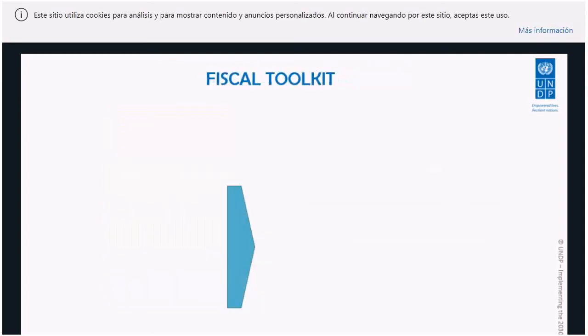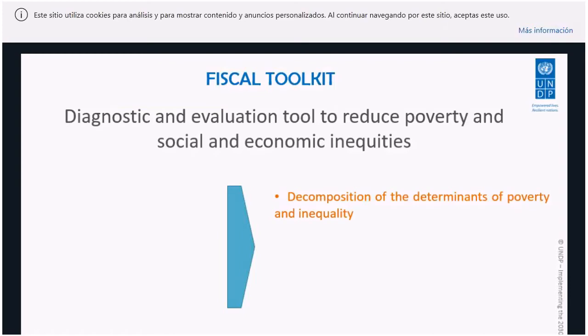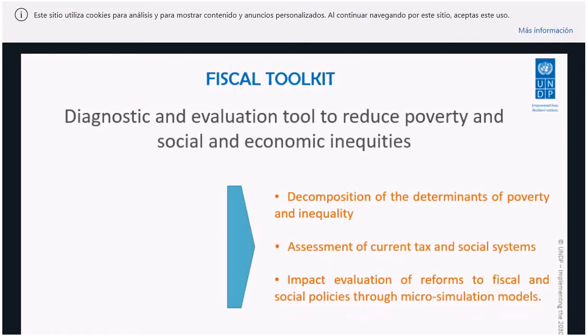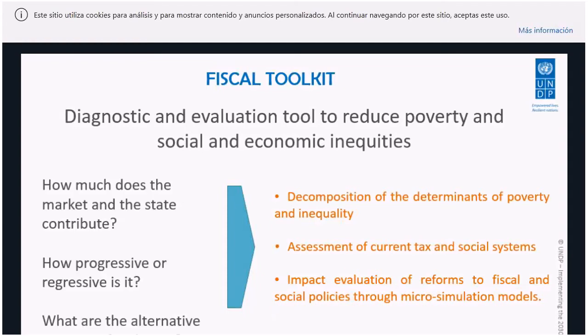So what is the fiscal toolkit about? What are the questions that it helps us answer? The fiscal toolkit is a diagnostic and evaluation tool to reduce poverty and social and economic inequalities. To do that, we assess the different policies from taxes and expenditures and subsidies, etc.